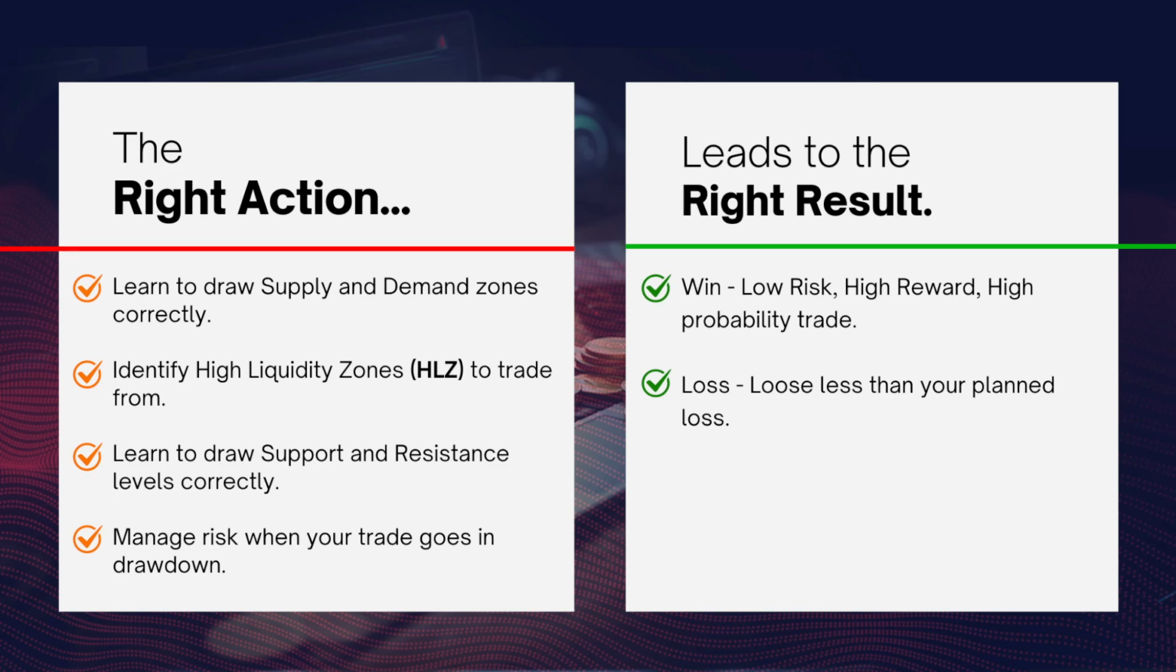Okay, so identify a zone, one or two zones to trade from for your session, if you're a session trader. Learn to draw support resistance levels correctly, right? The word correctly here is very important because you'll find, even in supply demand, several indicators out there that will draw them for you. There is no indicator that will draw supply demand zones correctly, right?